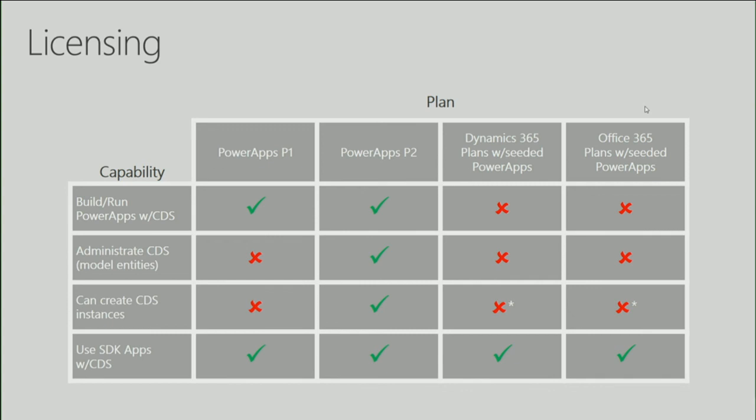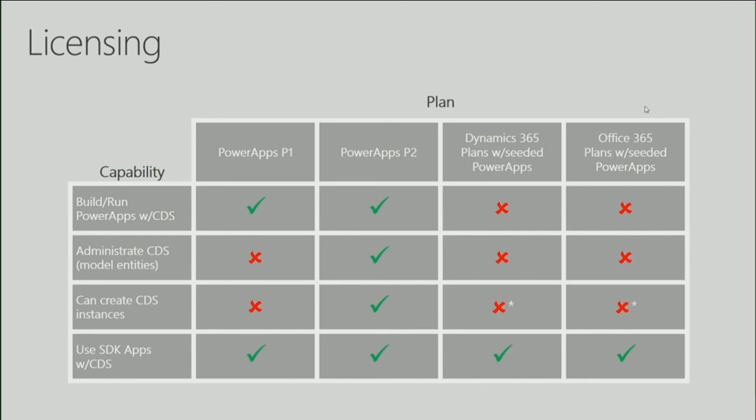Second, administering CDS. So this is anything from setting security through to modeling your entities. You need the Power Apps Plan 2 license. This is literally the one that is out there as Power Apps Plan 2. Power Apps Plan 1 does not give that to you, and the seeded licenses also do not. Creating the Common Data Service instance is the same. You need a Power Apps Plan 2.